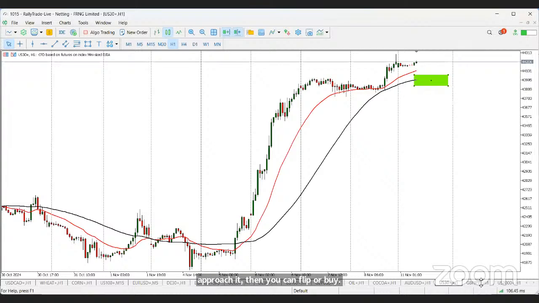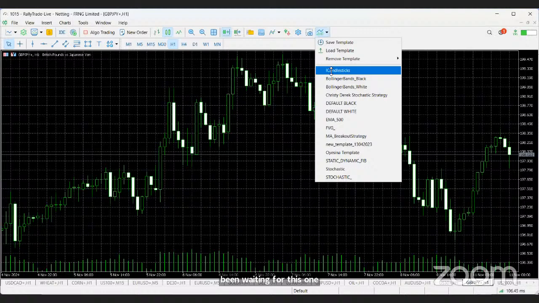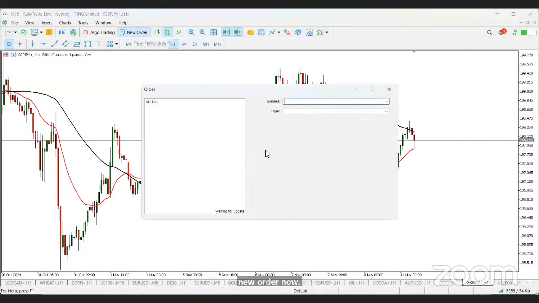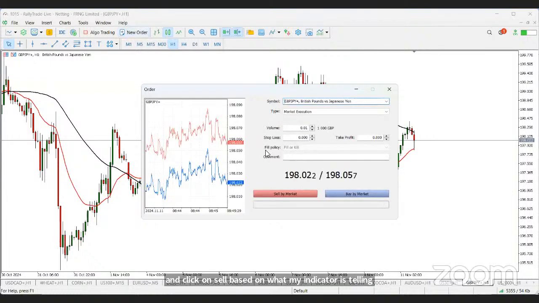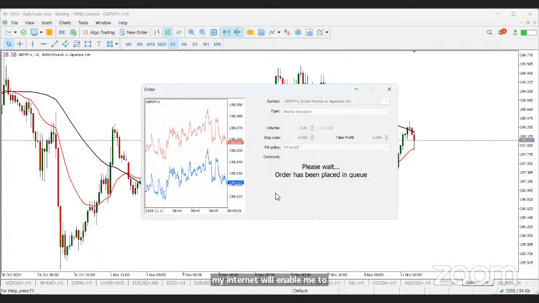Let's go to GBP/JPY. A lot of people have been waiting for this one because this one does not involve the dollar. It's a cross-currency pair. So we could look at technical indicators to give us an idea of what to do. This one looks good to sell based on what the indicator is saying. So I might want to click on new order now and click on sell. Okay, so instant execution sell. Hopefully my internet will enable me to jump into the trade right now. I'm saying sell because of course the reason why we are saying that already.